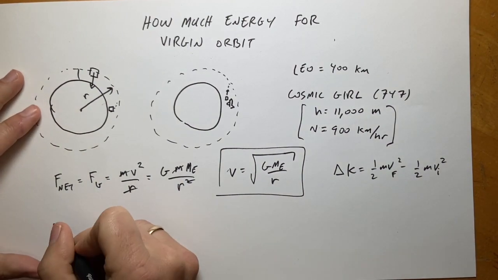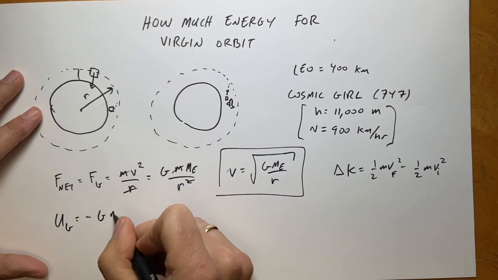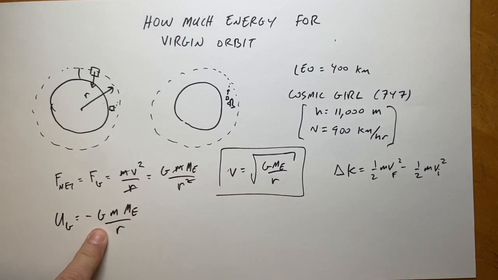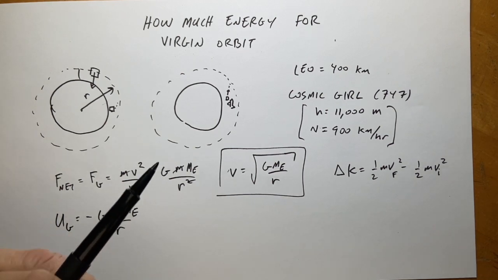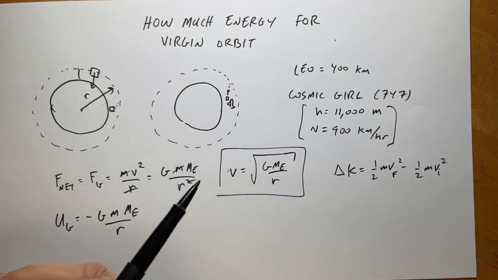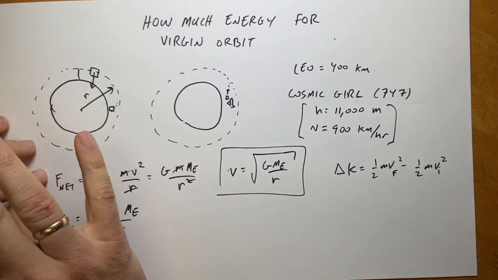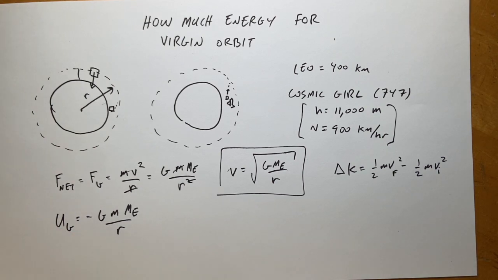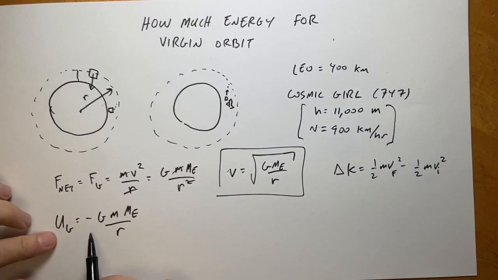Well, gravitational potential energy, UG, is going to be negative G, mass of the object, mass of the Earth, over the radius. This comes from the work energy principle. It's negative because of a change in potential. This is a change in potential with respect to infinity. And the negative sign is basically the opposite of work done by gravity. And I don't want to go into too much detail because I don't want to have a 5-hour-long video.